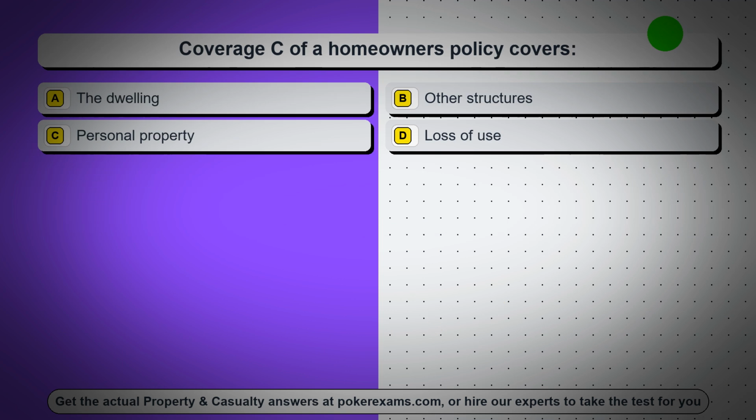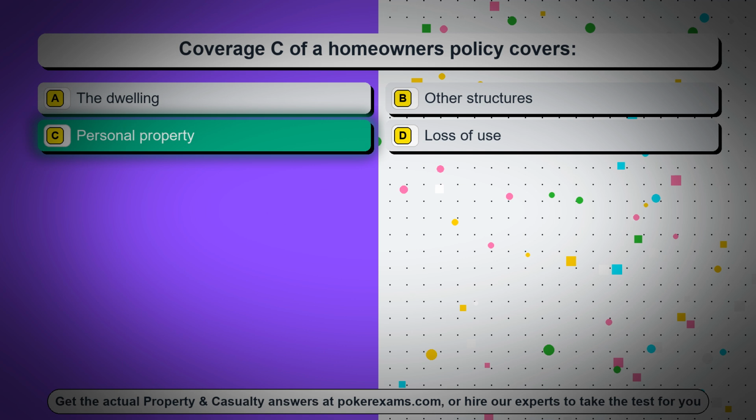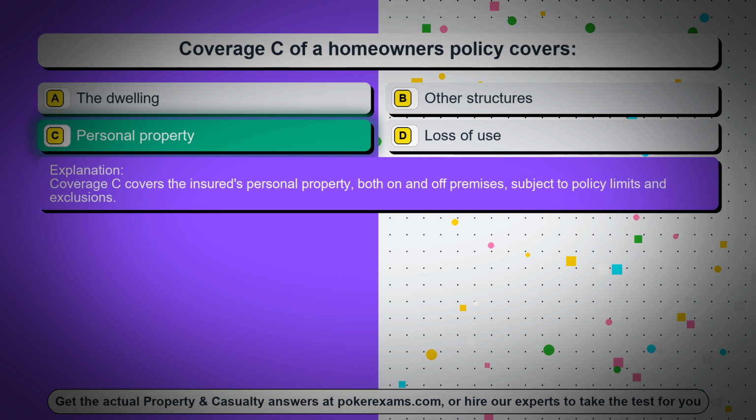Question 2. Coverage C of a homeowner's policy covers, option A, the dwelling, option B, other structures, option C, personal property, option D, loss of use. The correct answer is option C, personal property. Coverage C covers the insured's personal property, both on and off premises, subject to policy limits and exclusions.